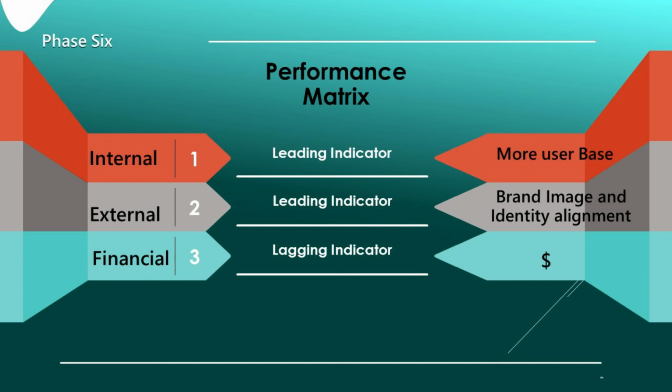The second dimension to assess the effectiveness of marketing activities is to what extent we meet the external objective. It's generally around alignment of brand image and brand identity. Again, it is a core aspect and considered a leading indicator. The third dimension to assess is the financial objective. Financial gain is very essential, still it is considered a lagging indicator of success.